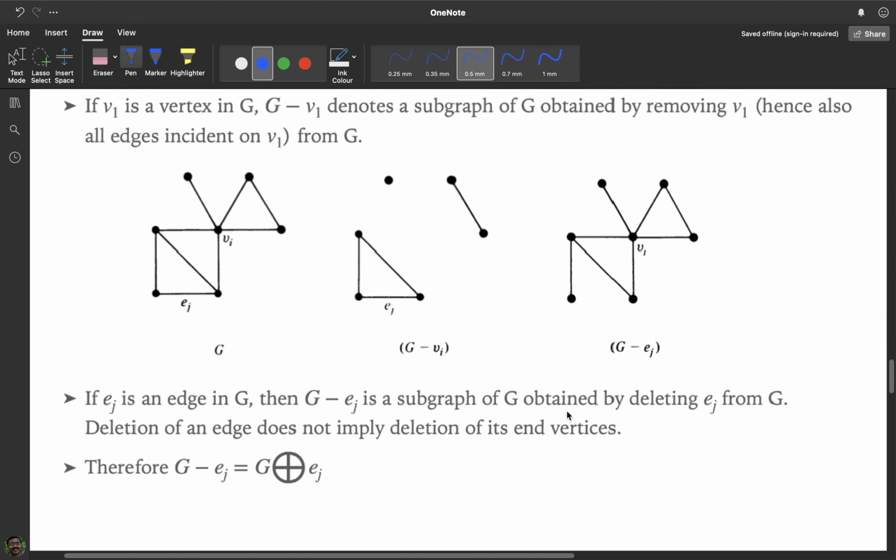Okay, and we can also say that if you have understood the concept of ring sum, G minus Ej is simply G ring sum Ej. Why? Because the vertex set would be the same, and in the ring sum you will be removing those edges which are lying in both G and Ej. So only Ej is lying in both G and Ej, therefore it is the same as taking the ring sum of G and Ej. So it's a very basic idea.